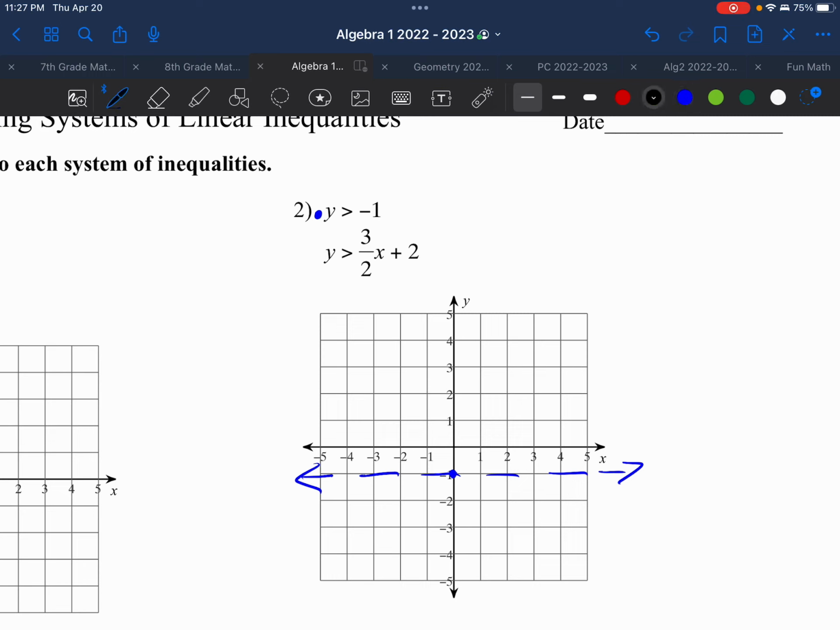The way that you graph that is you'd say, okay, everything above here is in the solution. You put lines up here to remind yourself everything up from there is a solution. And then you graph the next equation. I'm going to do this one in red.